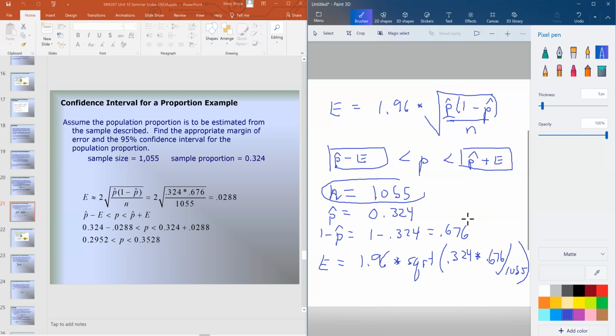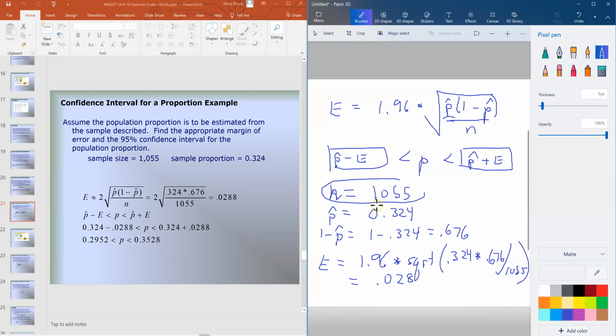So if I do this by hand, 1.96 times the square root, 0.324 times 0.676 divided by 1055, then my margin of error is 0.028. And actually, I'm getting, oh, I see. I used 1.96. This slide uses a 2, and that's why they're getting something slightly different. When I use 1.96, I actually get 0.028. So mine gets rounded a little bit differently than the one here. But MSL should count it correct whether you use the 2 or the 1.96.